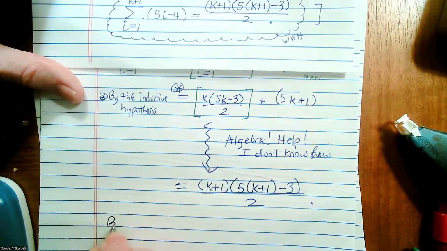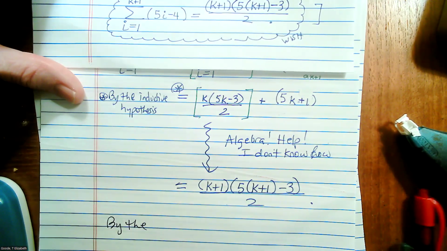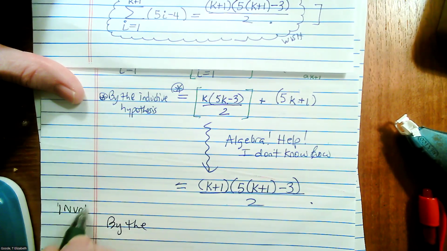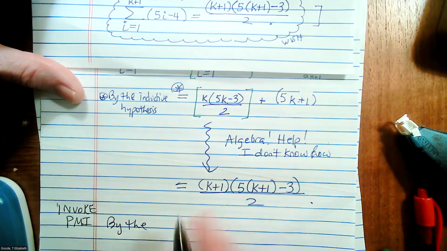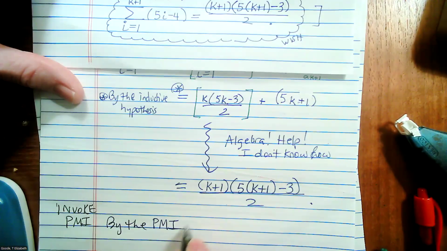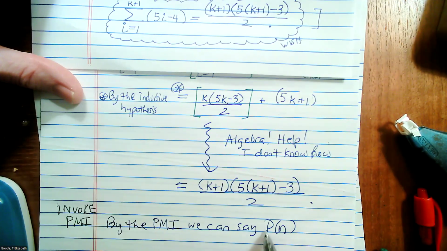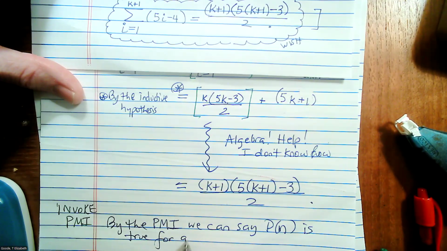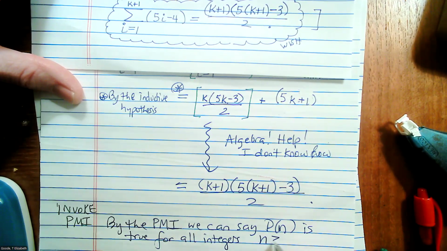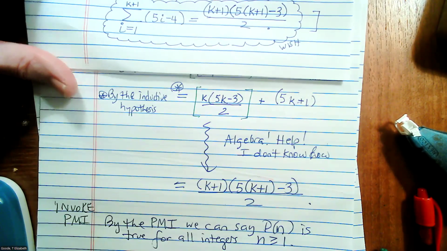And then just say by the PMI. Don't forget, invoke the PMI for those last point or two. By the PMI, we can say P(n), whatever the statement is, or if you're out of time, just say P(n) is true for all integers. Go ahead and tell me where it starts. In here it was 1, sometimes it's 2, sometimes it's 0.